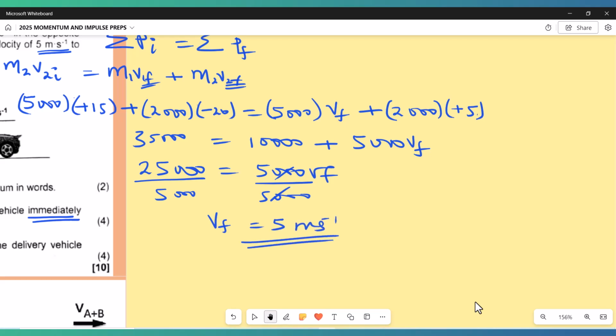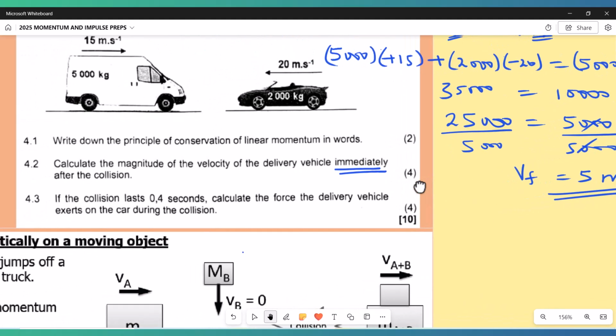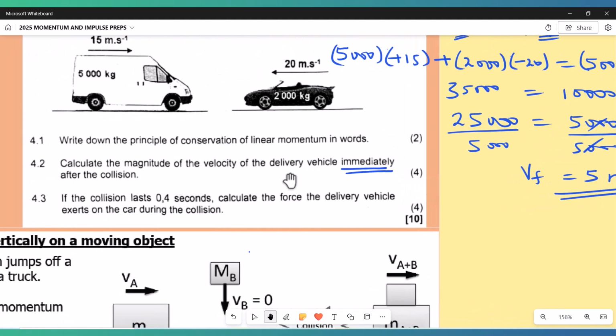5 meters per second. So what must we do? Do they want magnitude or direction? Let's check it again. They said magnitude, so it must be 5 meters per second. Now they said that if the collision lasts for 0.4 seconds, calculate the force the delivery vehicle exerts on the car during the collision. So we want the force of the vehicle on the car.